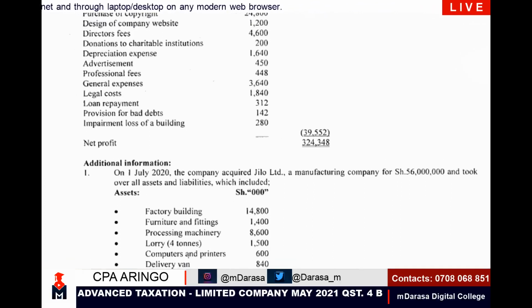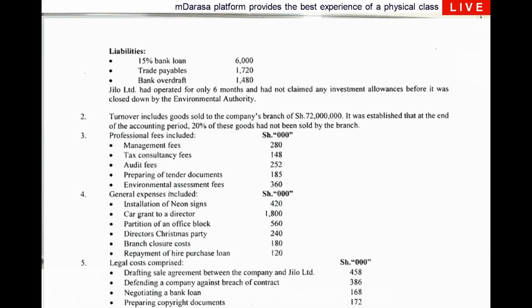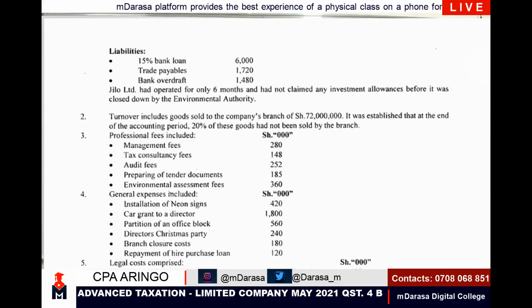Come to our additional information. Our additional information note 1, we are told on 1st July 2020, the company acquired Gilo Limited, a manufacturing company, for 56 million and took over all assets and liabilities, which included factory building, furniture and fittings, processing machinery, lorries, computers and printers, delivery van. I'm also given here the aspect to do with liabilities, 15% bank loan, trade payables, and bank overdraft. We are told that Gilo Limited had operated for only 6 months and had not claimed any investment allowances before it was closed down by the environmental authority.